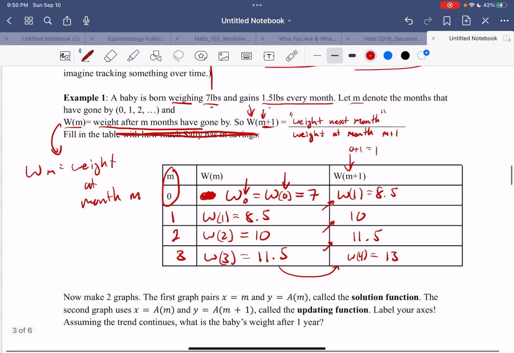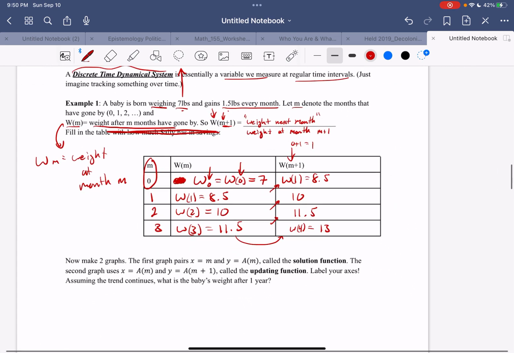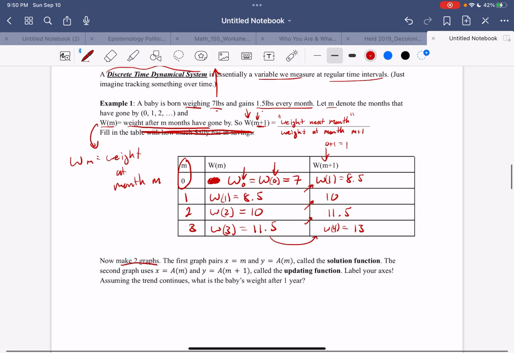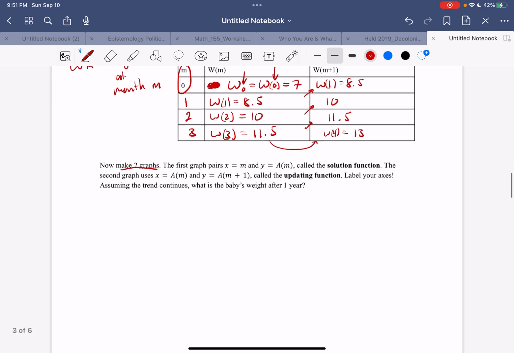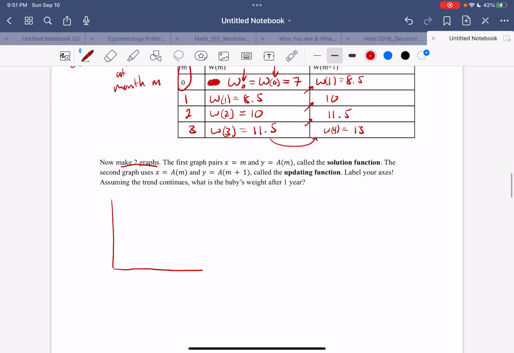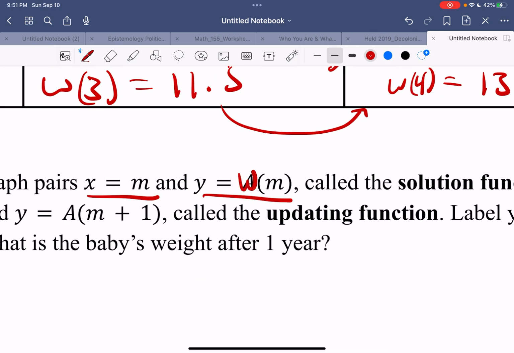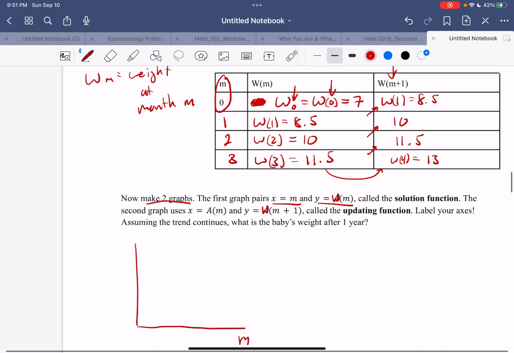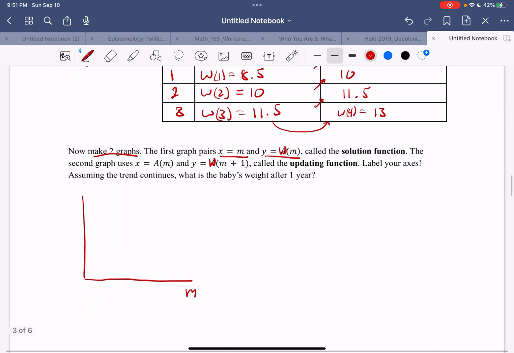All right. So now we need to make 2 graphs. And the first graph, so we're going to have an X and a Y pair. All right. X is M. And Y is, and there's another typo. Damn it. This is WM. I used to have an amount in savings, and now I have a weight at month M. So sorry about that. All right. So this is the weight at month M.